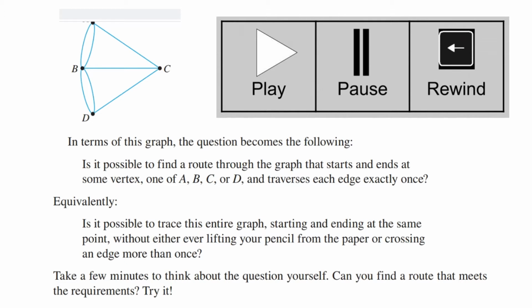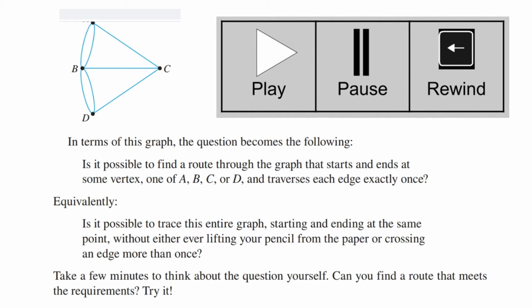In terms of this graph, the question becomes the following. Is it possible to find a route through the graph that starts and ends at the same vertex, one of A, B, C, or D, and traverses each edge exactly once? Equivalently, is it possible to trace this entire graph, starting and ending at the same point, without ever lifting your pencil from the paper or crossing an edge more than once? Now I want you to pause the video, take a few minutes to think about this. Can you find a route that meets the requirements? Please try it. Pause now.